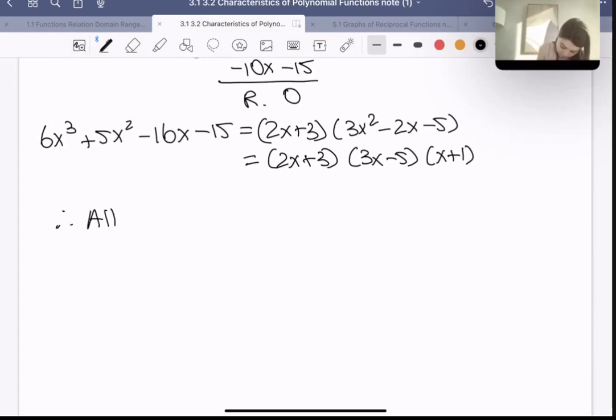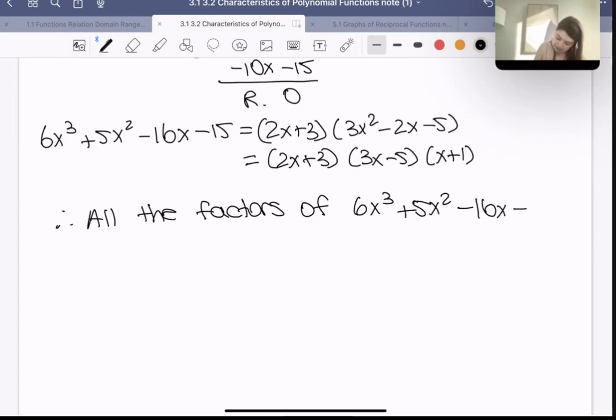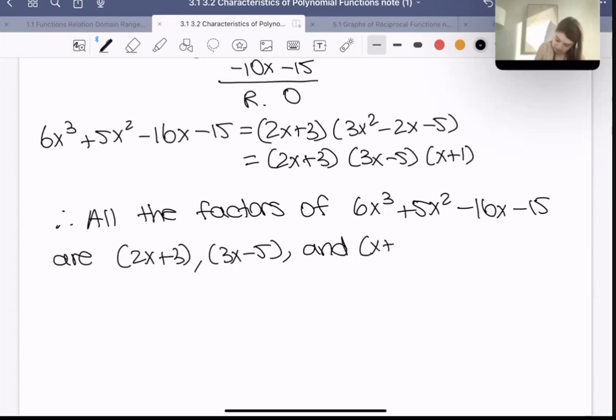Therefore, all the factors of our original 6x cubed plus 5x squared minus 16x minus 15 are 2x plus 3, which is our original one we were proving, 3x minus 5, and x plus 1. And there we go.